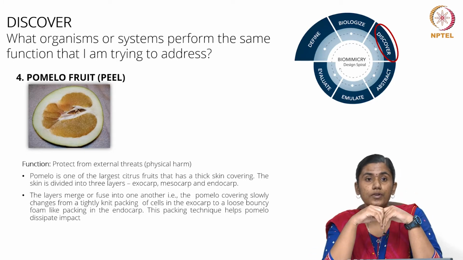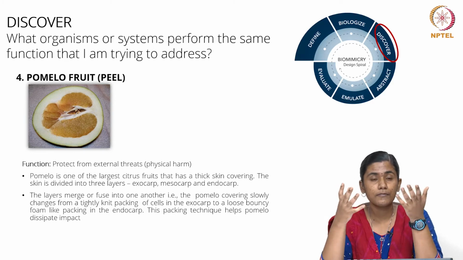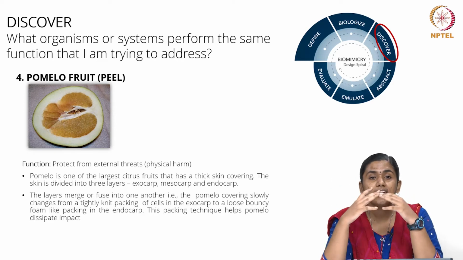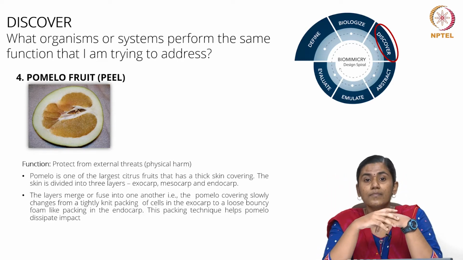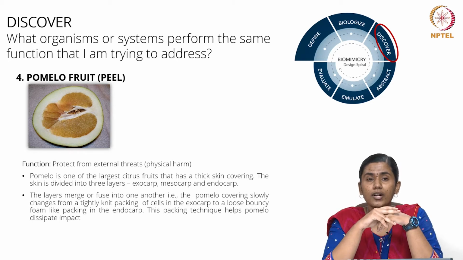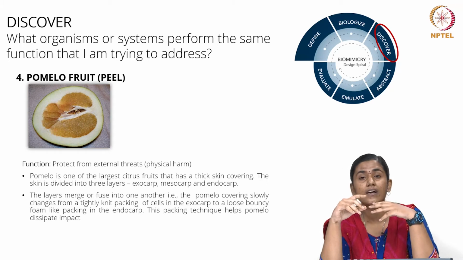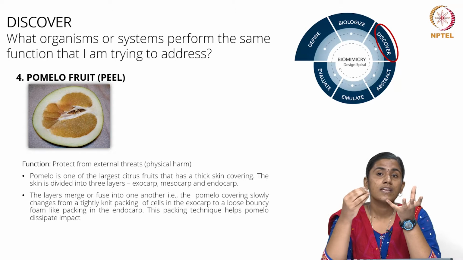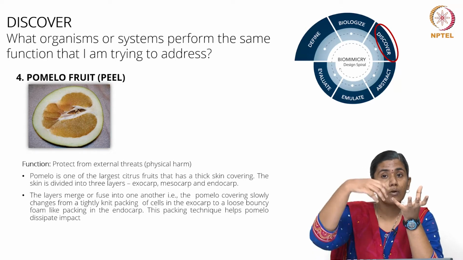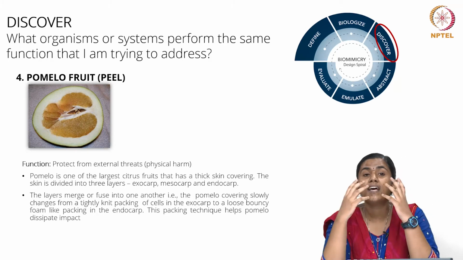Pomelo fruit peel was the next example from nature which I looked at. This is one of the largest citrus fruits and it has a thick skin covering. What we all see is that when a fruit falls from a tree, it undergoes some damage, right? But pomelo has evolved a very beautiful mechanism wherein if it falls from even about 10 meters from its tree branch to the ground, it doesn't break up.